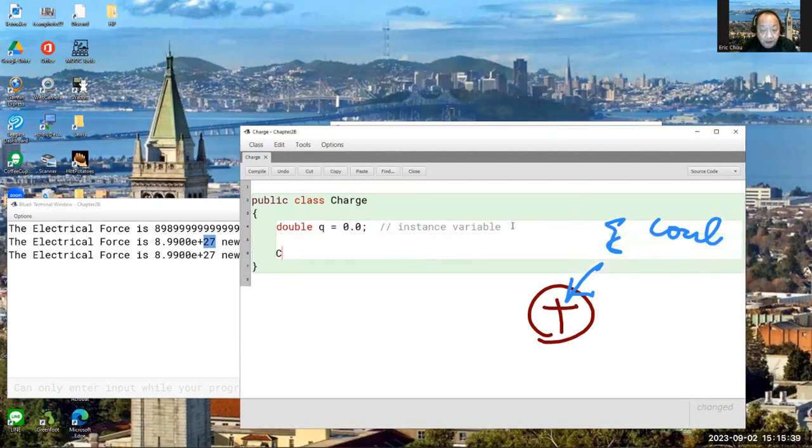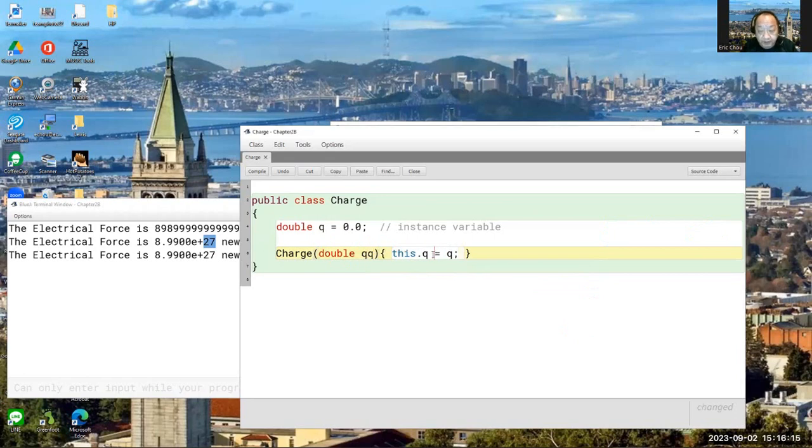So we do charge, and then we have a double QQ. If you want to use the same name, you have to use this.Q equals Q. If you use the same variable name, then this variable Q will be assigned to this Q. The blue Q will be assigned to the red Q. This Q is the red Q, and the right-hand side Q is the blue Q. They are different. But if you use a different name, then you don't need to have this. The QQ is the blue one, Q is the red one. So far, okay?